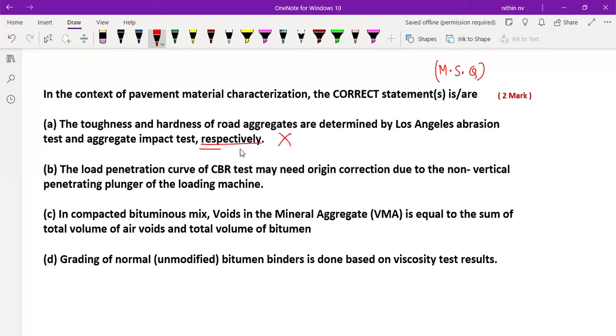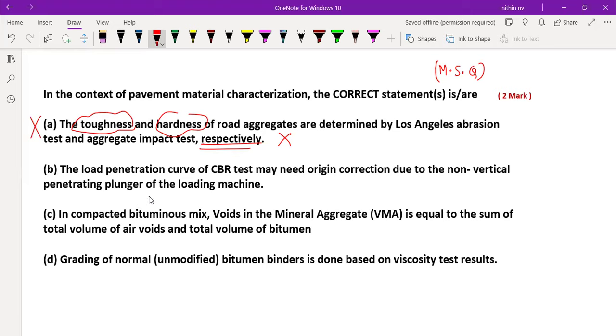Why? Because the Los Angeles abrasion test is used for hardness and the aggregate impact test is for toughness. It's in the opposite order, right? They have just changed the order to confuse you. If the order was exactly opposite, then it would be a correct answer. So this statement is absolutely wrong.